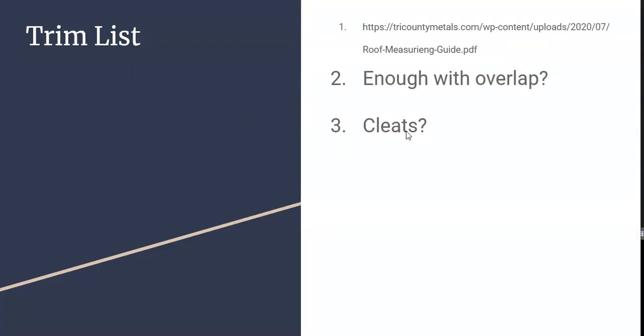All right, so for the trim list, we're going to want to make sure we have enough overlap. Some manufacturers have 10 foot 3 inches already built, so they have a 3-inch overlap already built in. That may or may not be adequate, depends on the trim piece. Just refer to your install guide and your roofer friend.